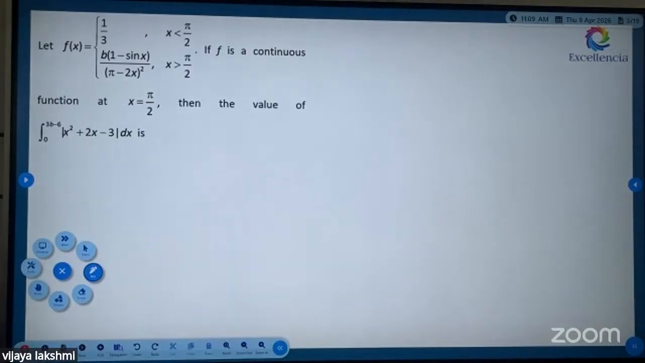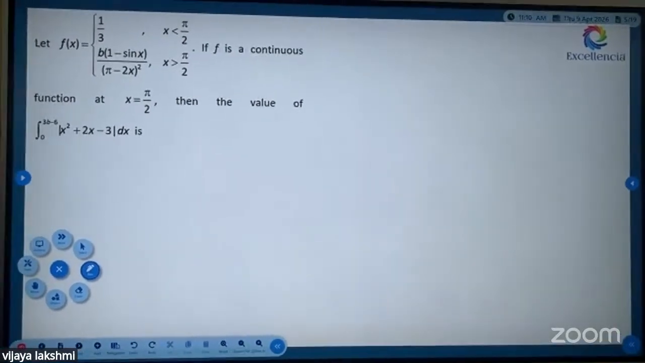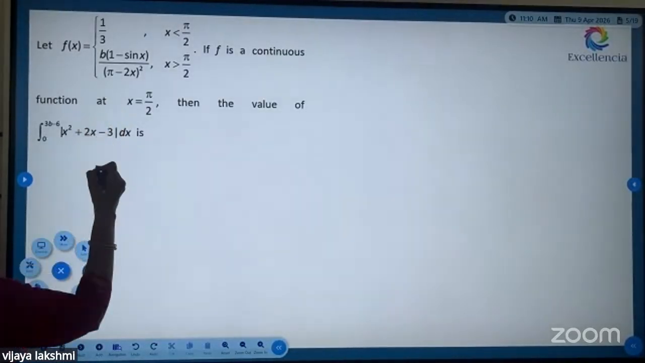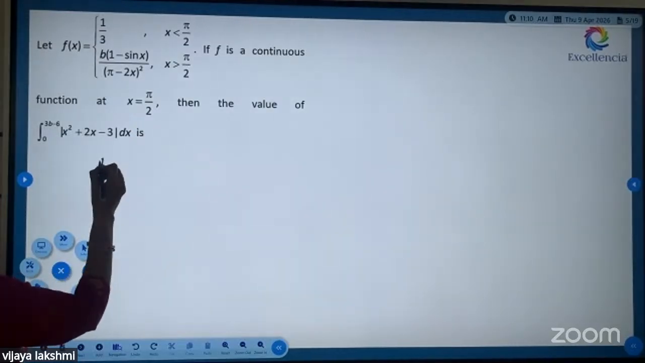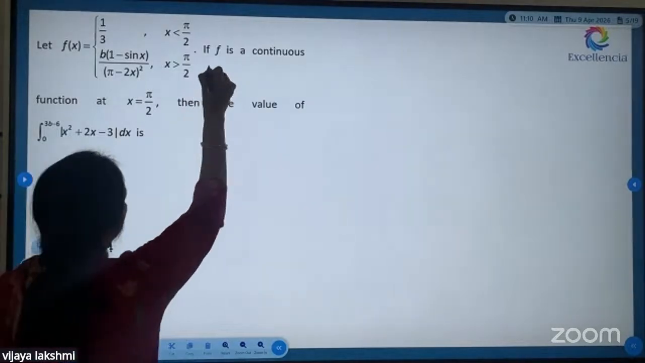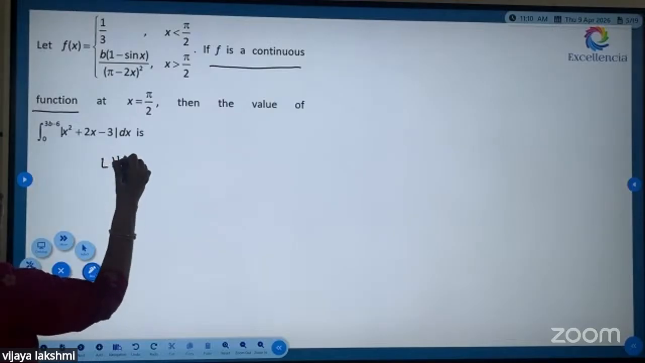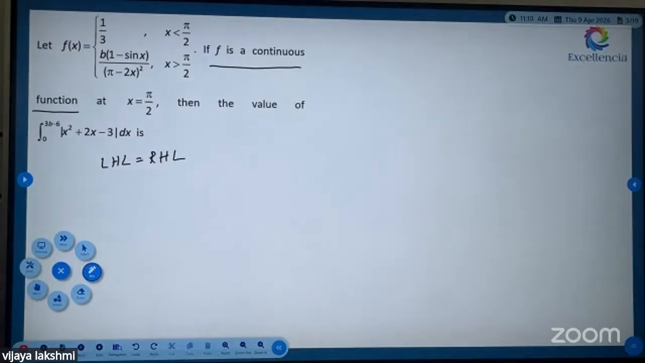So we can go to the next question. This is from limits, continuity and differentiability. The given function is a combination of definite integrals and continuity. That's why we first simplify this function. F is a continuous function. Therefore, you can calculate that the left hand limit is equal to the right hand limit.